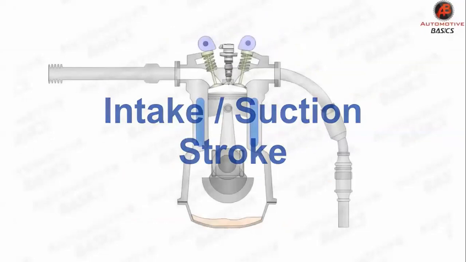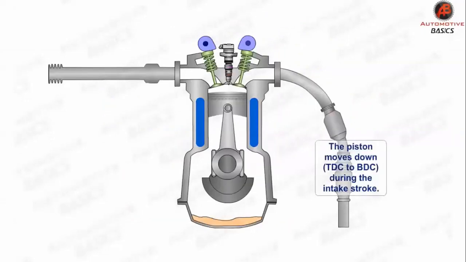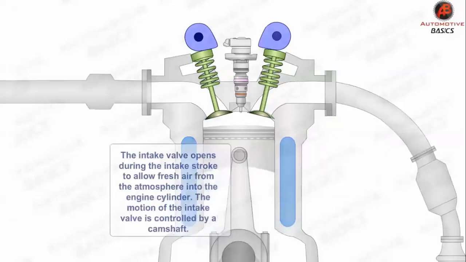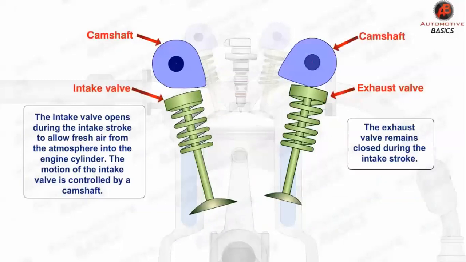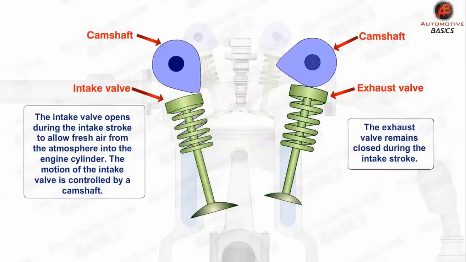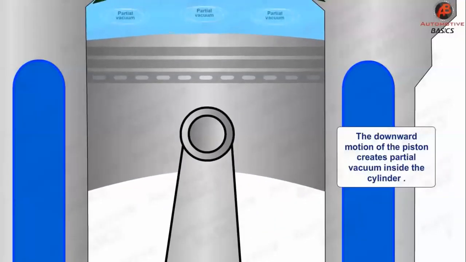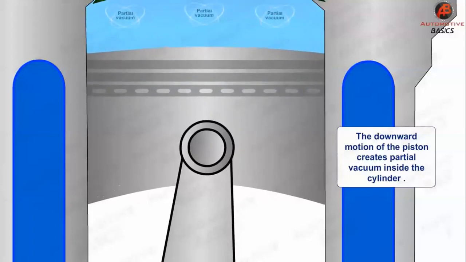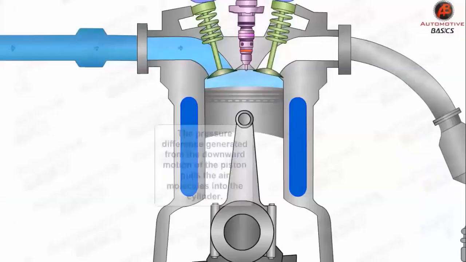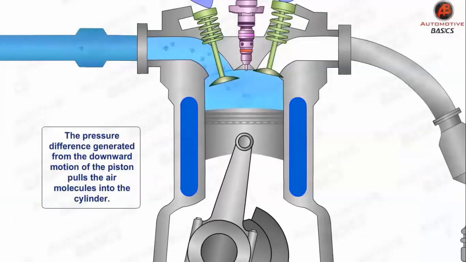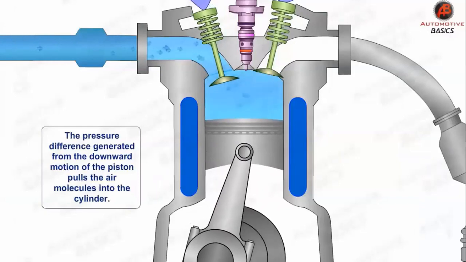Okay, this is the first stroke. The piston moves from TDC to BDC during this stroke. At this time, the intake valve is open and the outlet valve is closed. See, all of you observe here. The partial vacuum which is created in the cylinder because of the downward movement of the piston causes the air and petrol mixture to enter the cylinder. All of you observe here.